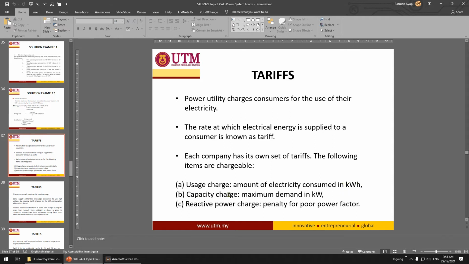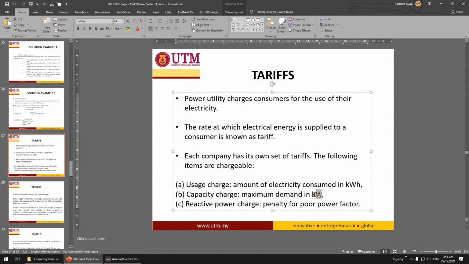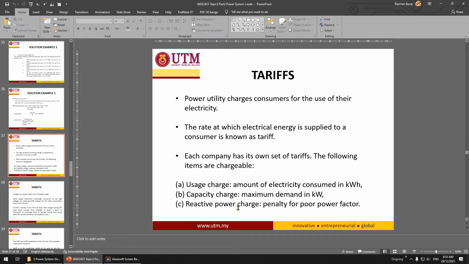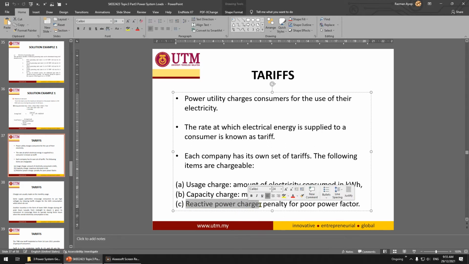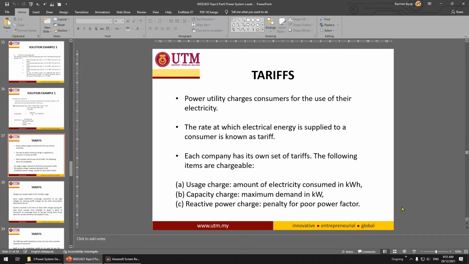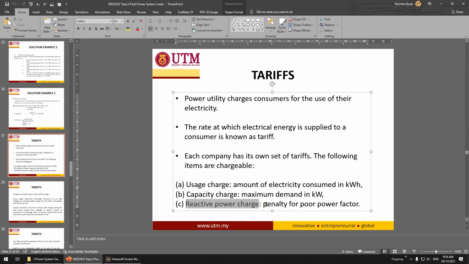And then the capacity charge, this one is the maximum demand in kilowatt, how much maximum you use. And also the reactive power charge, this one is the penalty for poor power factor. Usually the supplier wants you to operate the power factor close to 1, but it's very hard to maintain close to 1. For TNB, the power supplier in Malaysia, it's usually around 0.85 and above. If lower than that, you have to pay a penalty.